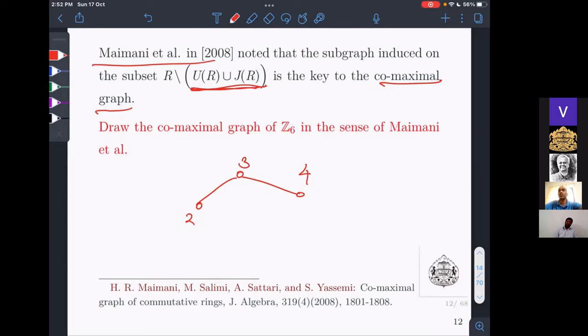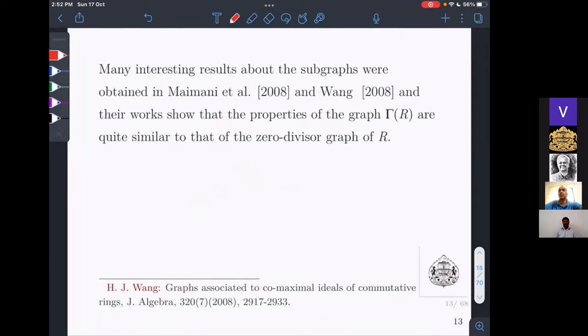So I have two graphs now. One is the modified co-maximal graph, and the first one is the co-maximal graph where I'm considering the whole ring as my vertex set. Okay, and many results were proved, and the interesting thing about this graph is that many properties of zero divisor graphs are similar to the properties of co-maximal graphs.